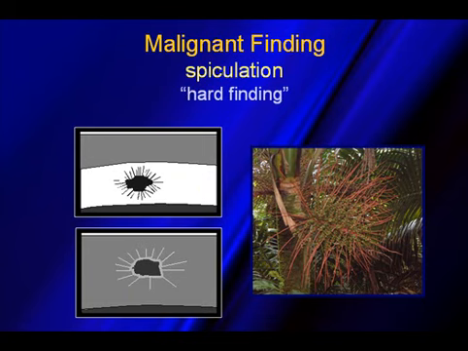So the first feature that we'll look at are spiculations. This is more of a hard finding. Now, depending upon the background of the tissue surrounding the lesion, we may see hypoechoic spicules.